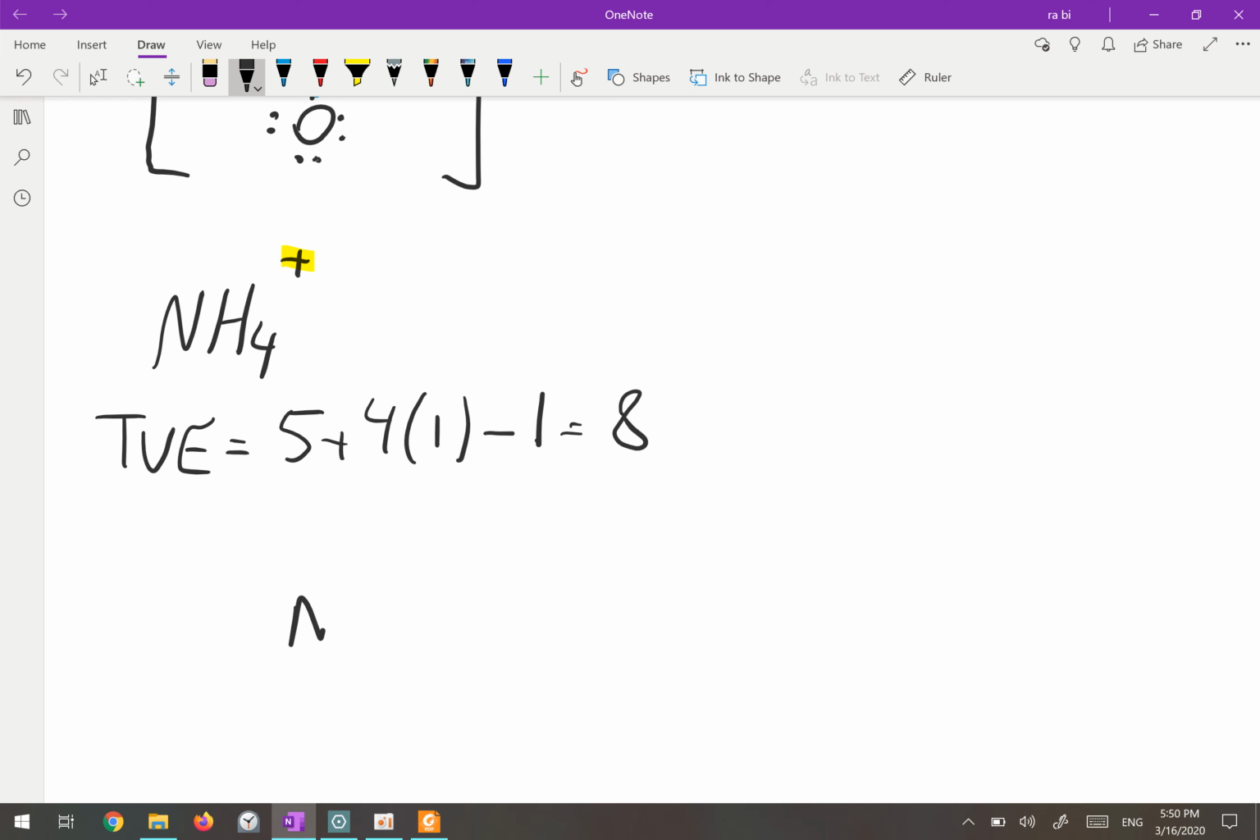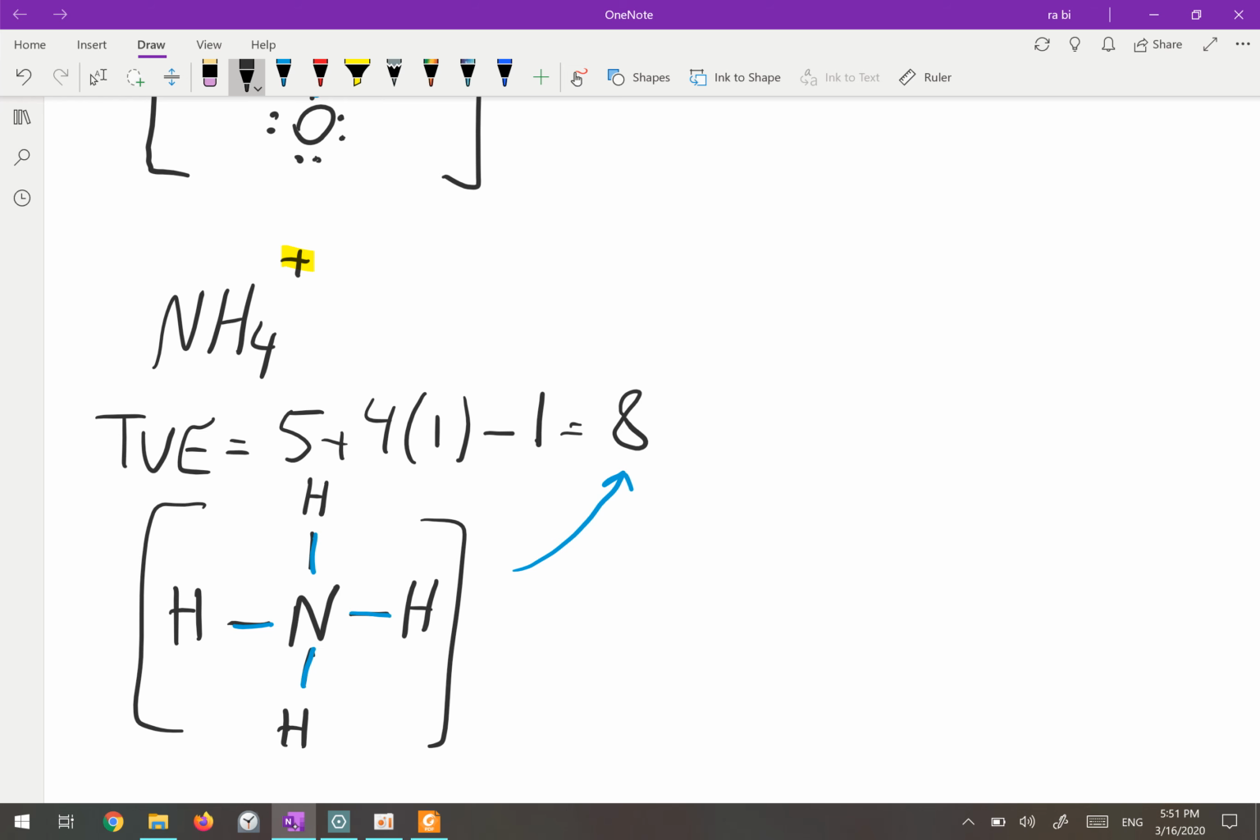Nitrogen comes to the center because hydrogen cannot be the central atom. You have 4 hydrogens, each with a single bond. Now check if they become octet or not. The nitrogen has 2, 4, 6, 8 electrons, so it's octet, and each of the hydrogens has its 2 electrons, so they are okay. And the total electrons is 8, same as total valence electrons, so this is the correct Lewis structure. All we have to do is put it inside the bracket and put the positive charge here on the surface.